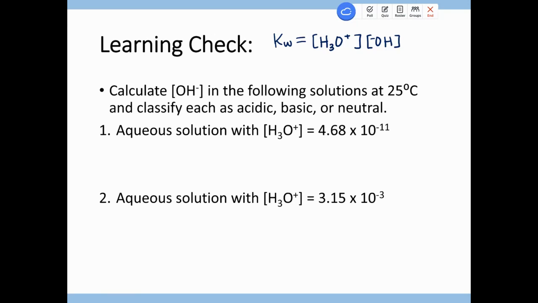If you're not sure where to start, take a look at that equation at the top here. The Kw value is given. You don't need it for this exam, but for future exams, that's on the equation sheet: 1.0 times 10 to the negative 14. You also have the H3O+ concentration for that solution. So you just need to solve for OH- concentration.